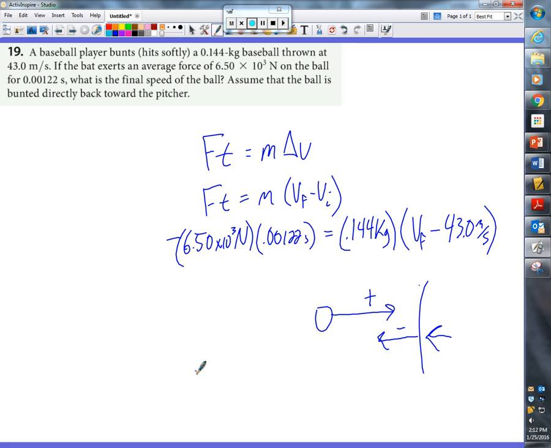Divide both sides by 0.144 kilograms, then add 43 to both sides. When we do that and our algebra is done, I think v final comes out to be 12.1 meters per second, or negative 12.1 meters per second. The question actually asks for speed, so that's its final velocity. The final speed would just be 12.1 meters per second. Speed need not include direction. So that's how we do that one.